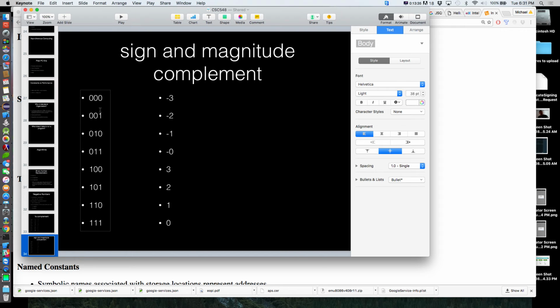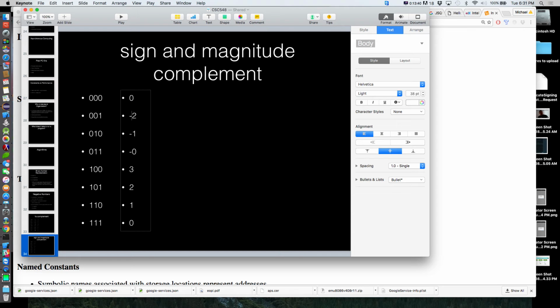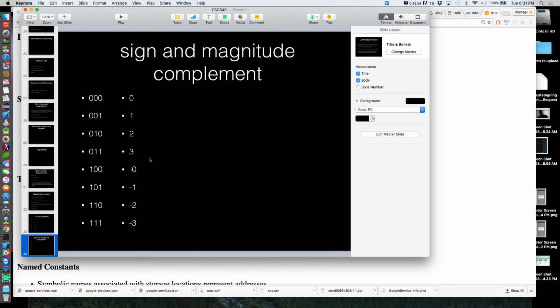So we have 0. So let's go ahead and move these guys in here. So this is 0. This is 1. This is 2. This is 3. This is -0. This is -1. This is -2. This is -3. All right, so exact same issues we had with one's complement. We have 2 zeros, but both of these guys map. Difference is that we didn't have to flip any bits.